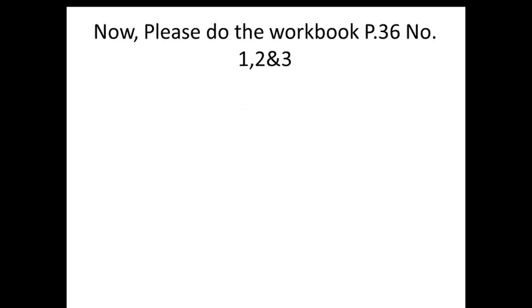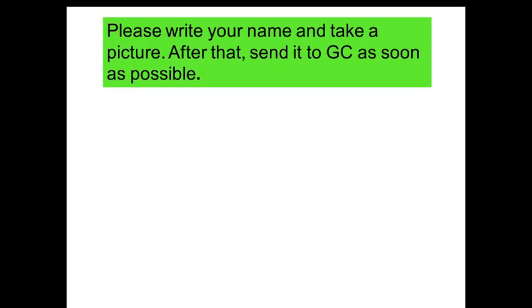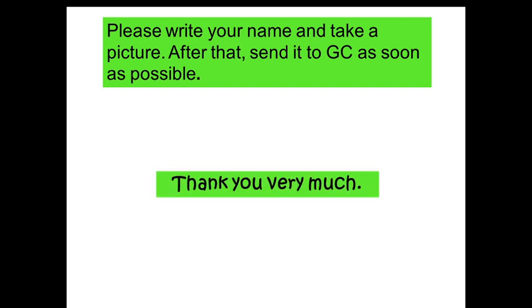Okay, next. Please do the workbook, page 36, number 1, 2, and 3. Look at this picture, chapter 1, fraction 1, Practice 1, adding unlike fractions, number 1, 2, and 3. If you have done this, please write your name and class. After that, take a picture and send it to Google Form. After that, I will check them. Thank you very much. Please write your name and take a picture. After that, send it to Google Classroom as soon as possible.